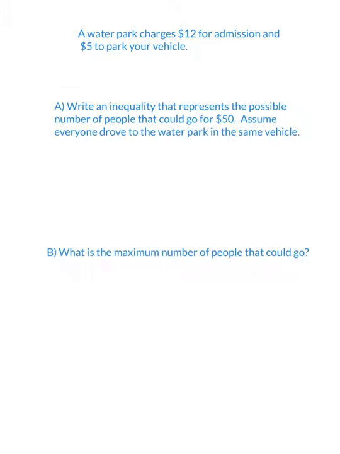My word problem says a water park charges $12 for admission and $5 to park your vehicle. In part A, it says write an inequality that represents the possible number of people that could go for $50. Assume everyone drove to the water park in the same vehicle. So let's think about the information we need. I have at most $50. That's all I have to spend. So that's the one I'm going to write on the right-hand side.